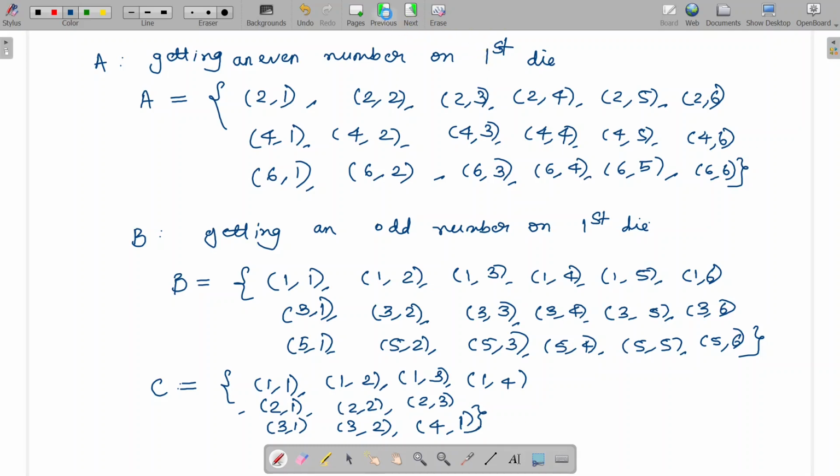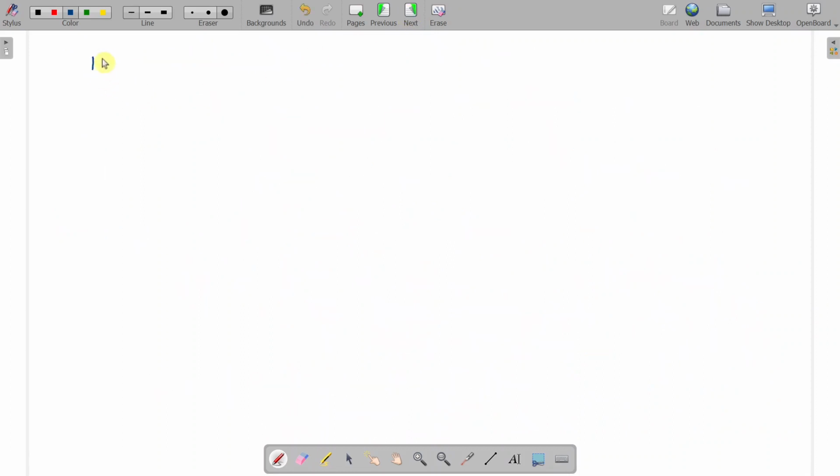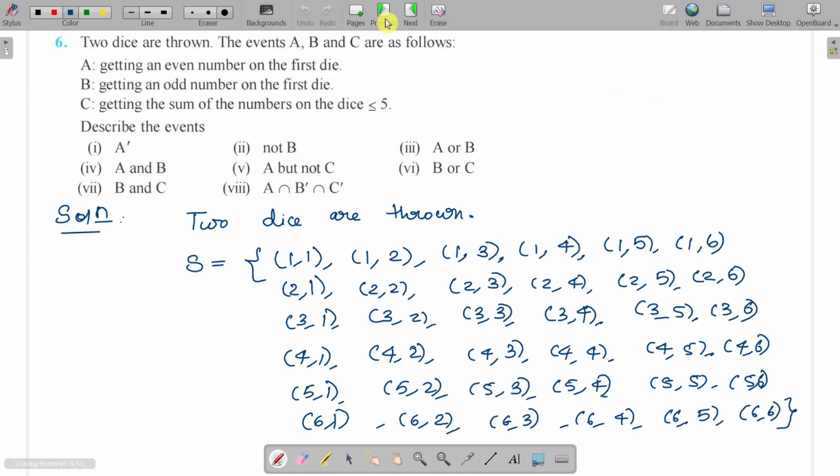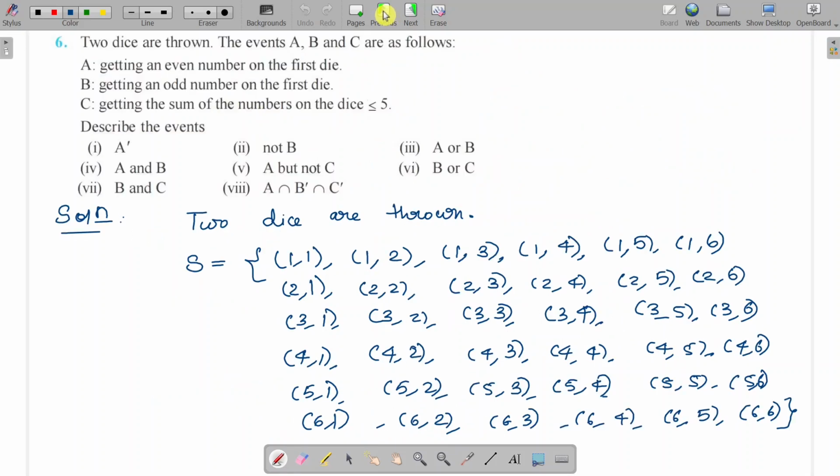Now let us find out the sets which are given to us here to find. So first one is A complement, right, A complement. So we have to look at the points which are in the sample space and which are outside the set A. Okay, so the set A is all the sample points in which an even number is there on the first die. So what will be the complement? The complement will be simply the sample points which contain an odd number on the first die.